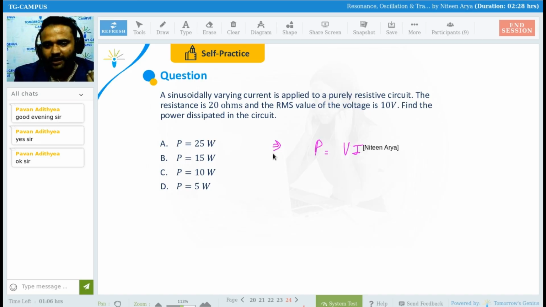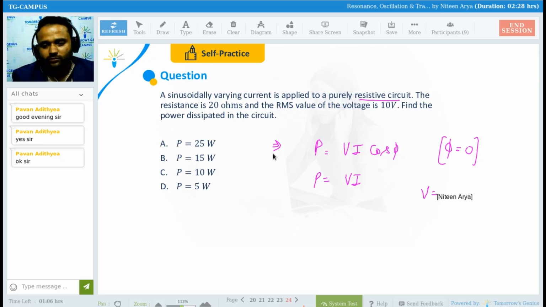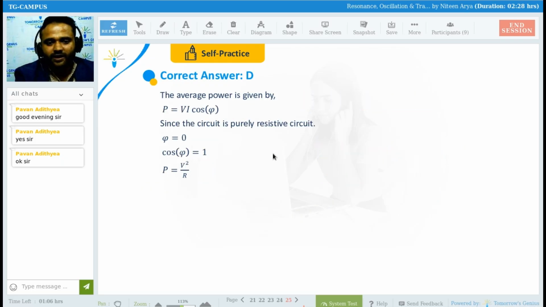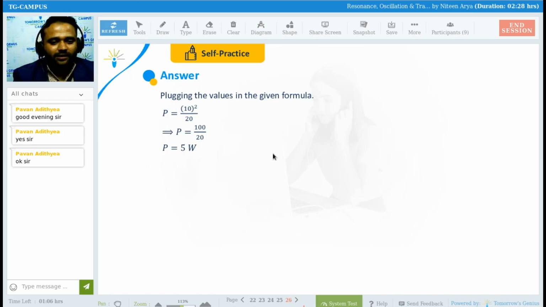Power is VI cos phi. Here it is clearly written that it is purely resistive, so for purely resistive phi is 0, and V equals I R. We don't know I here, but we know V and R. So I equals V by R, so P equals V square by R. V is given 10, R is given 20, so the answer is 5. Vi cos phi with phi 0 is your power. Clear everyone?